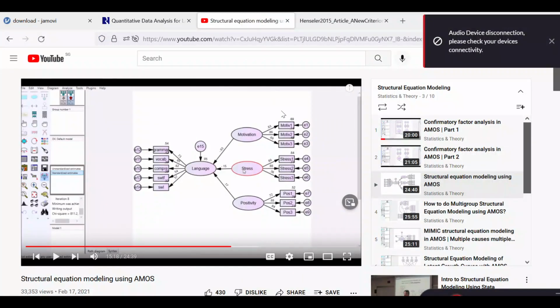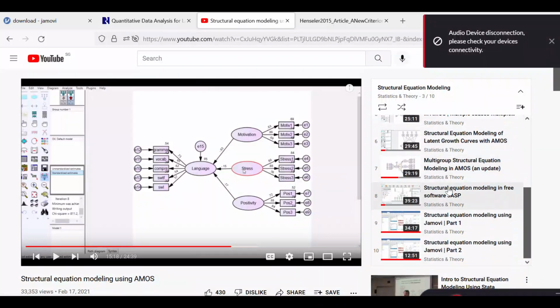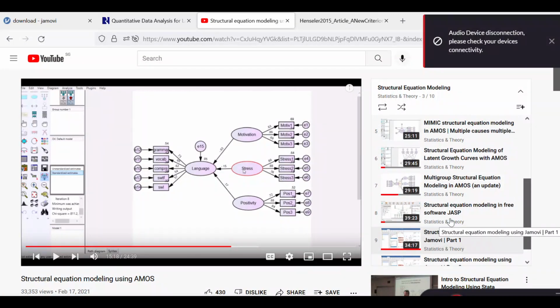And I have a playlist of videos on SEM, and I would like you to go through them if you have not watched the previous videos, especially these two, which are also about SEM in Jamovi. But I didn't use syntax that much in these two videos. It just provides you a preliminary illustration of how to do structural equation modeling without using syntax.